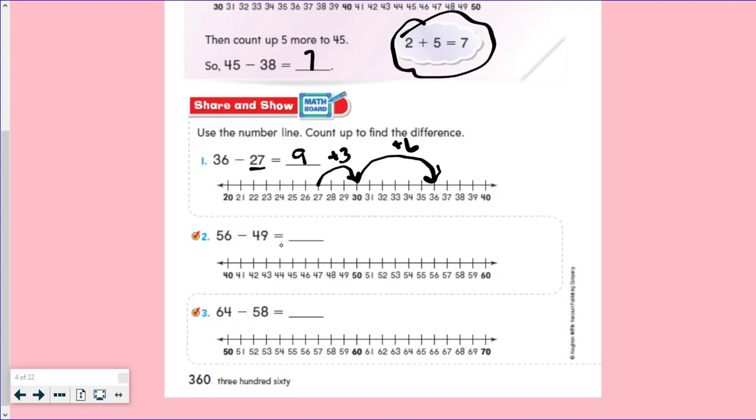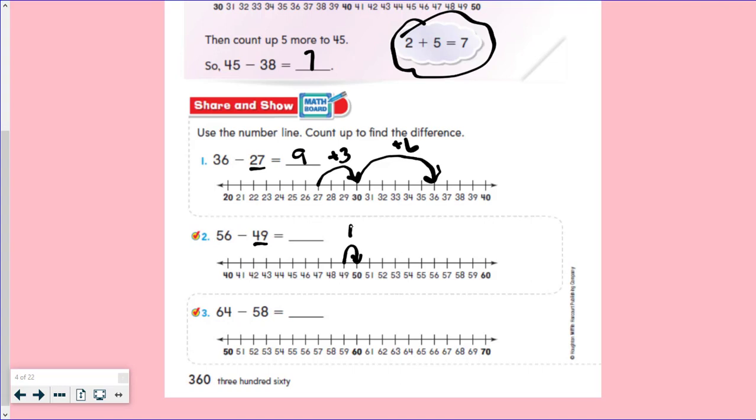All right, let's try another one. So 56 minus 49. This time I want you to draw an arrow from 49 to the next closest 10. Pause your video. Draw an arrow from 49 to the next closest 10. Okay, so what you should have written was 49, and you drew a hop right to 50. Super close to the next 10, right? Okay, now draw your next arrow. You're going to draw your arrow from 50 to 56 and figure out how many hops that is.